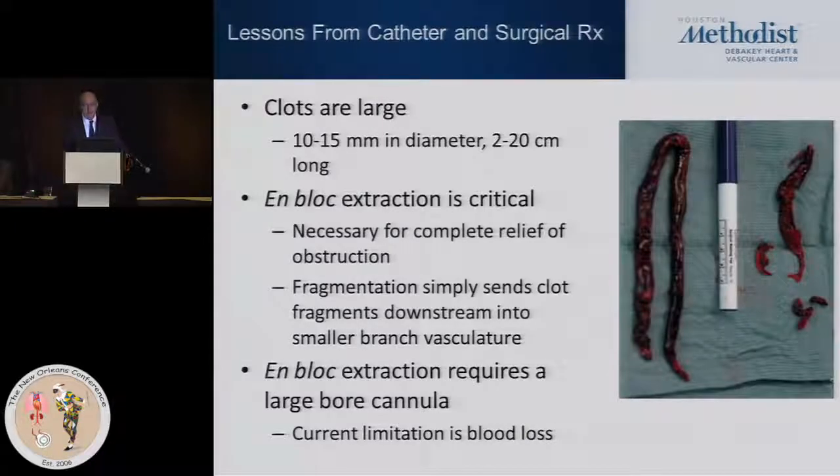Now, the lessons that we learned from catheter and surgical treatment were that these clots are large, and en-bloc extraction is critical because fragmentation sends clots downstream into the small branch vasculature and leads to the chronic effects that we talked about. But en-bloc extraction requires a large bore cannula, and the current limitation of that is blood loss.